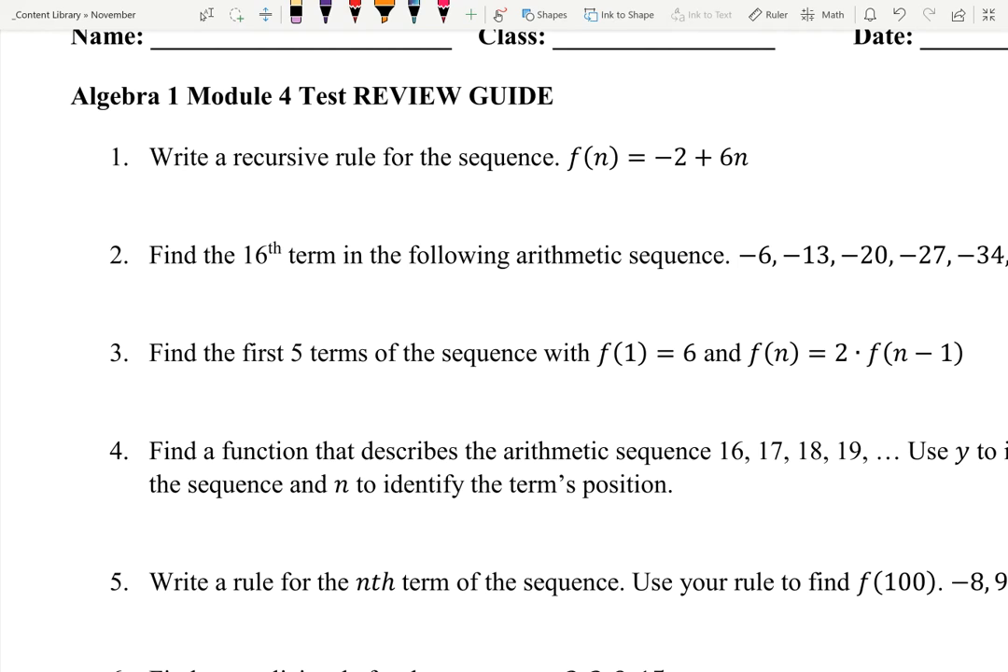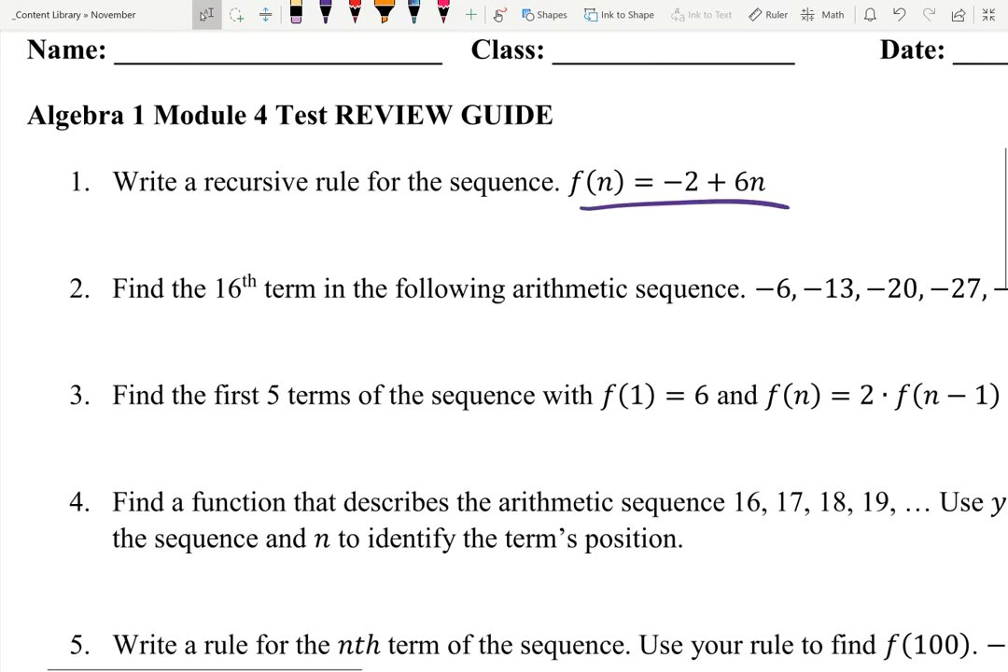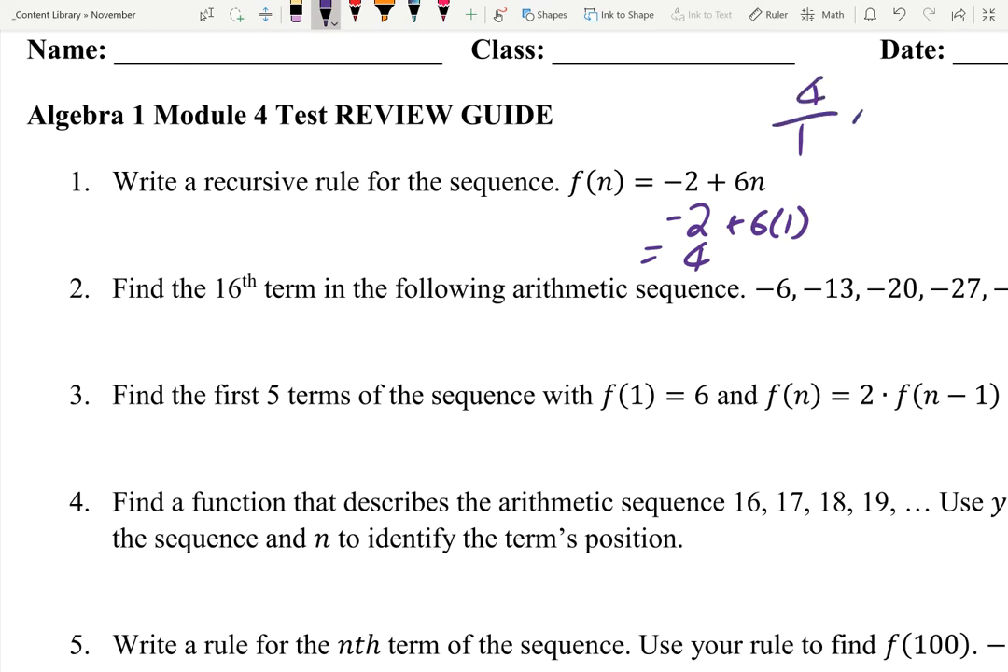So let's write out the actual sequence. Because this one right here is an explicit function, if I want to know what the first term is, then I'm just going to plug 1 in. So when I plug 1 in, this would be -2 plus 6 times 1, which ultimately means that the first term would be -2 plus 6, which is 4. So the first term is 4. That's going to be useful for our recursive rule. We're going to need to know that.